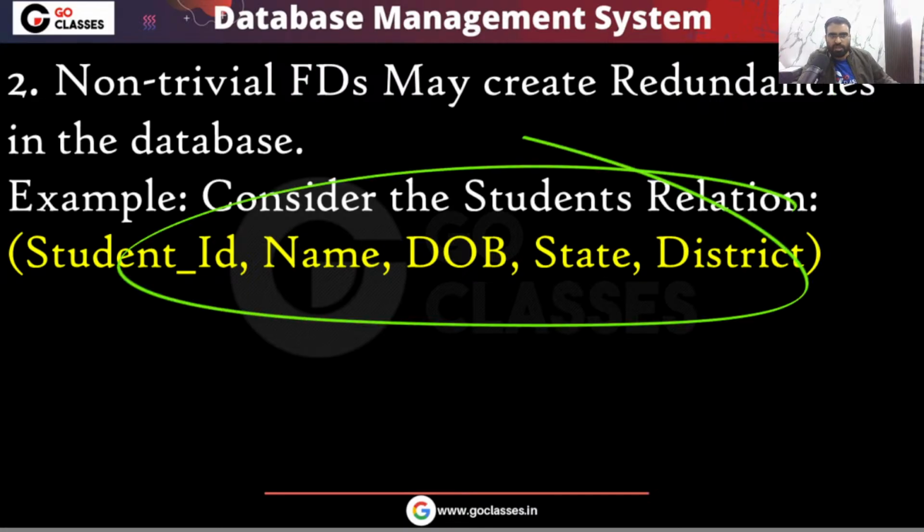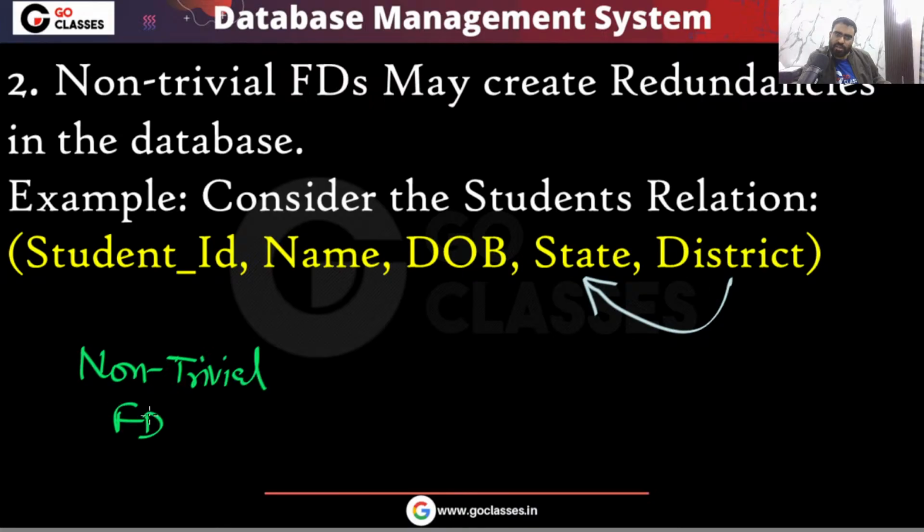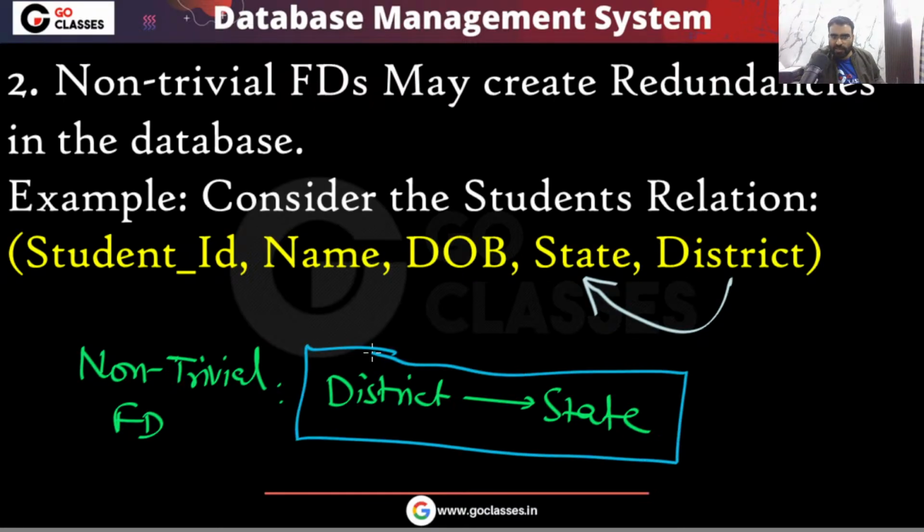Another example you can take is a student table. In the student table, you have these attributes: student ID, name, DOB, state, and district. You know that district implies state. This functional dependency is there. Yes or no? This is a non-trivial FD: district determines state. If you know the value of district, then you automatically know the value of state. If two tuples have the same district, then they must have the same state. And because of this non-trivial functional dependency, there will be redundancy.